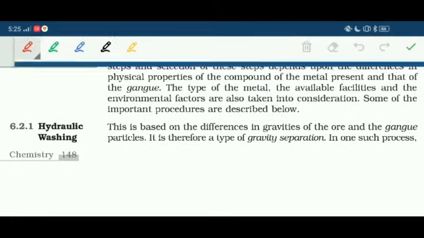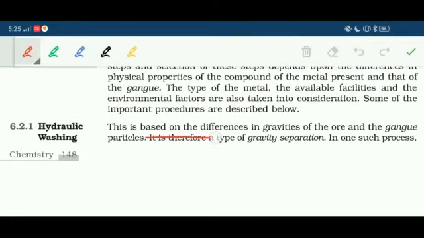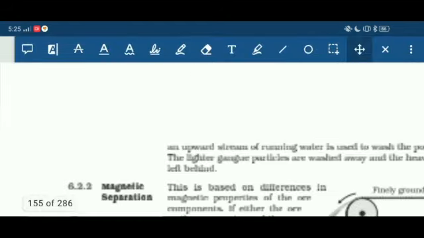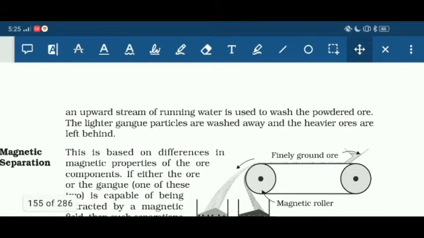Hydraulic washing is based on the difference in gravities of the ore and gangue particles. In this process, an upward stream of running water is used to wash the powdered ore. The lighter gangue particles are washed away and the heavier ores are left behind.